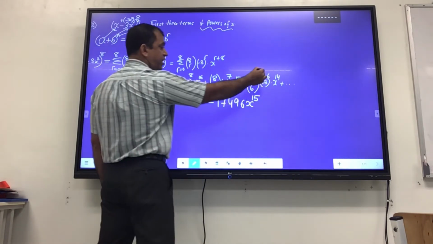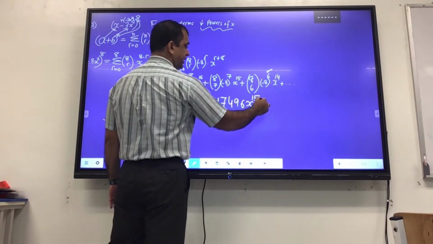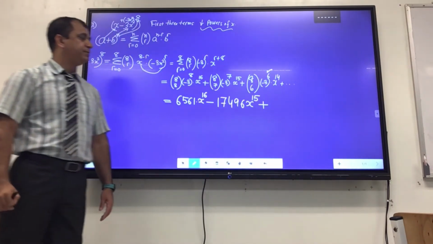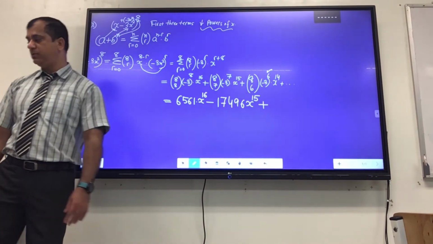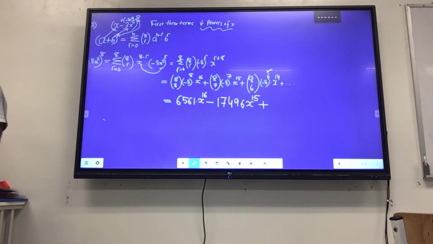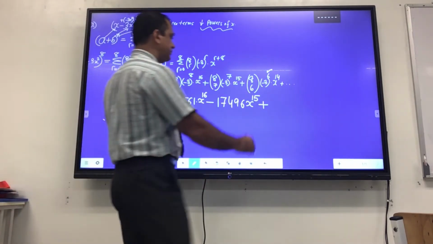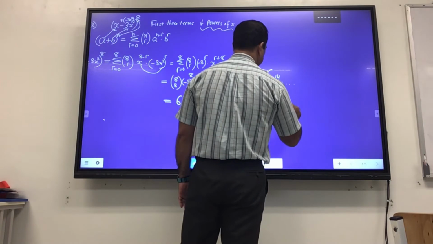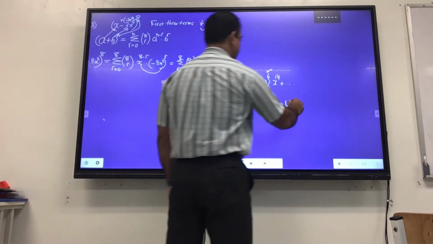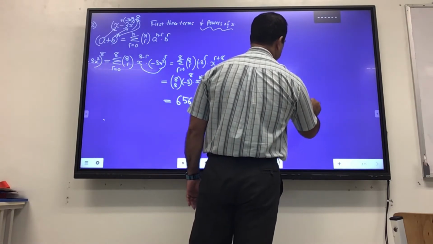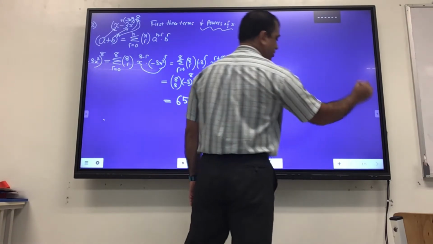This is a negative power, even number. 6 is an even number, so it must be positive, right? 8c6 times 3 power 6 is equal to 20,412, times x power 14 plus dot dot dot and so on.